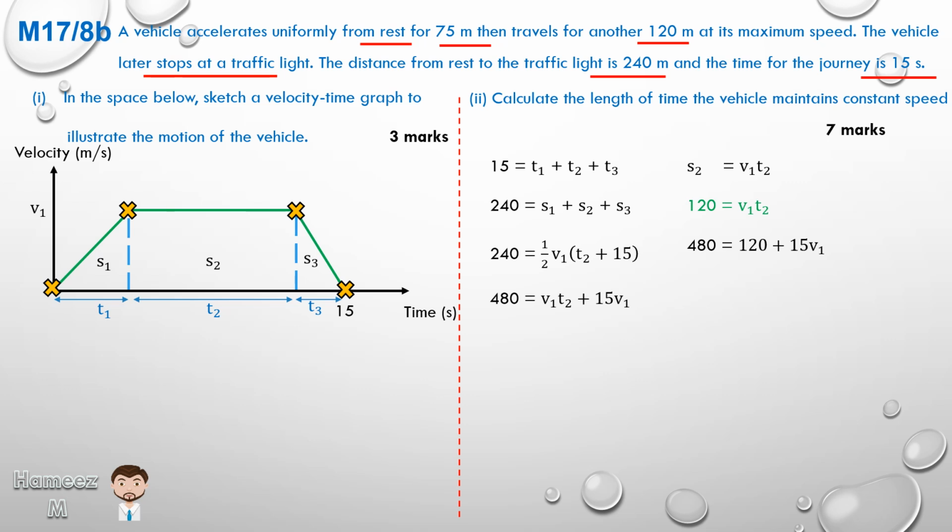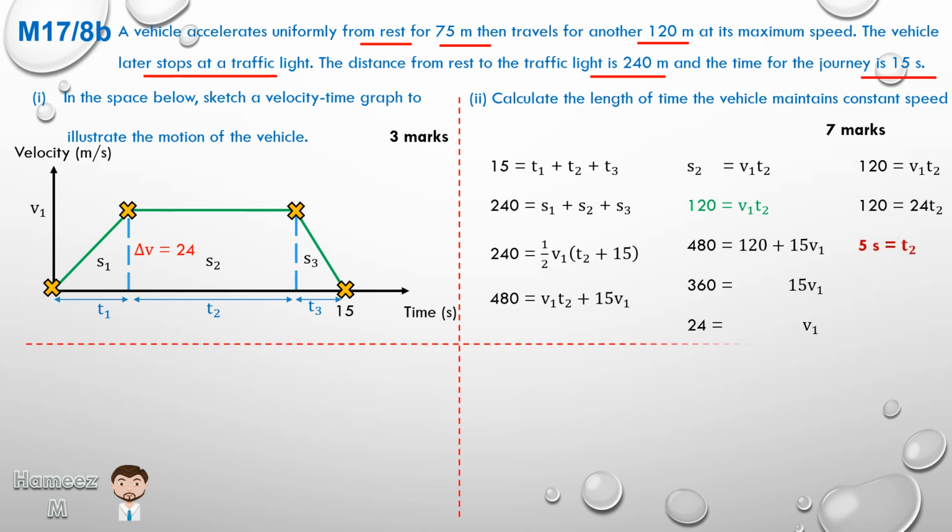So we only have one unknown, so we can solve for that. So we carry the 120 across. 480 minus 120 is 360 is equal to 15 v1. So v1 is equal to 360 divided by 15, which is 24 meters per second. So we know v1 is equal to 24. So let's bring up the equation we have in green. 120 is equal to v1 by t2. And we just worked out v1. So 120 is equal to 24 times t2. So t2, the second time interval, the length of time which the vehicle maintains a constant speed would be 120 divided by 24, which is 5 seconds.